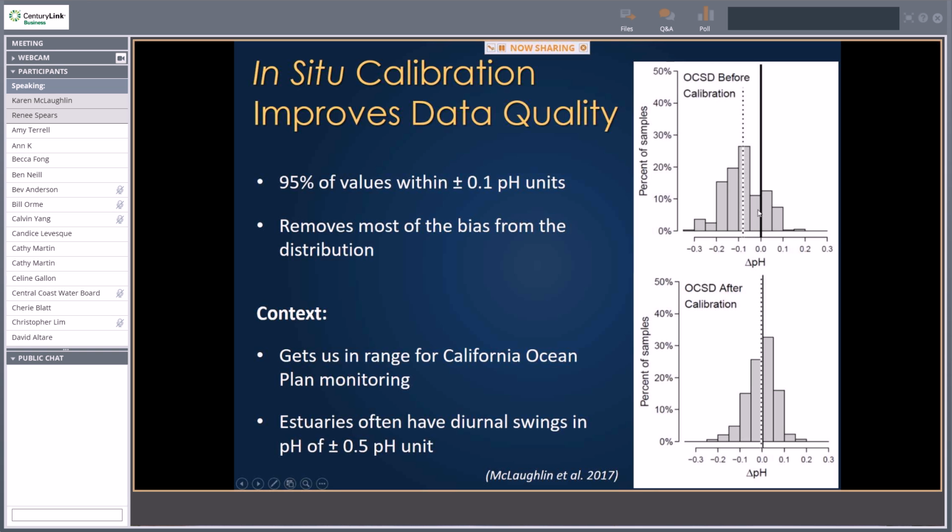You can see the 0 would be where they were completely in agreement, but there's this bias. And then after the calibration, you can see that the bias is gone and the spread is a little bit less. So 95% of our samples here are falling within plus or minus 0.1 pH units. So that's getting us a little bit closer to what we would need for regulatory monitoring. And for estuaries, it's even a little better, because estuaries often have diurnal swings on the order of plus or minus 0.5 pH units. You might actually be able to collect some fairly reasonable data using a potentiometric sensor in an environment that has pretty high diurnal variability in pH.